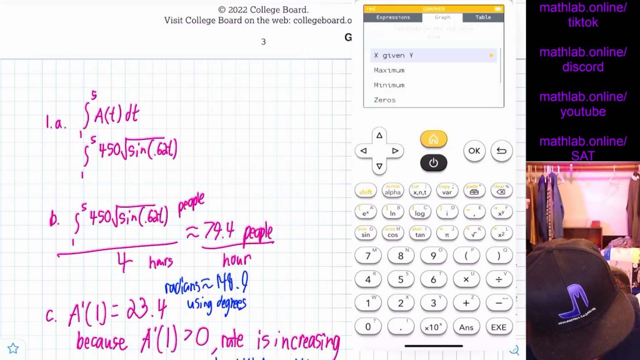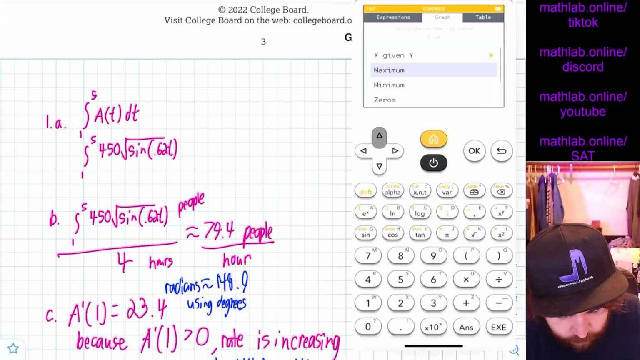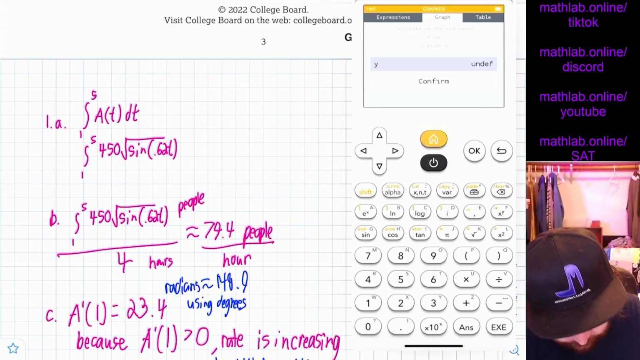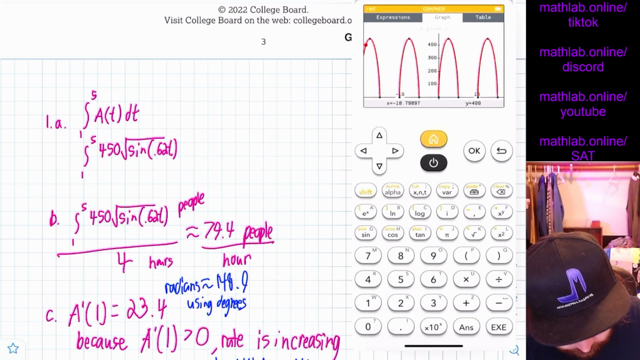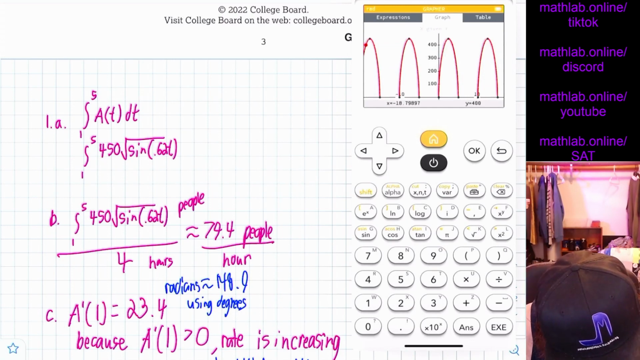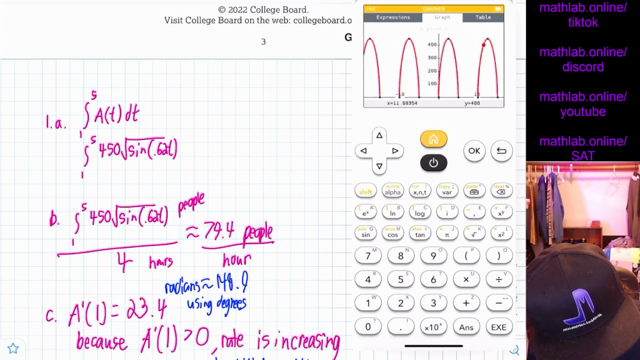Can I do that? Find x given y. Yeah, that's actually exactly what I want. I want when y equals 400. Will it show me all of them? Yes. Wow, look at that. Then I can just go left and right and see all of them.